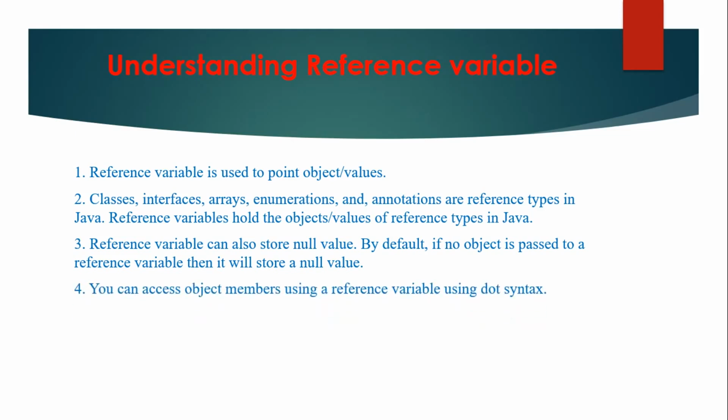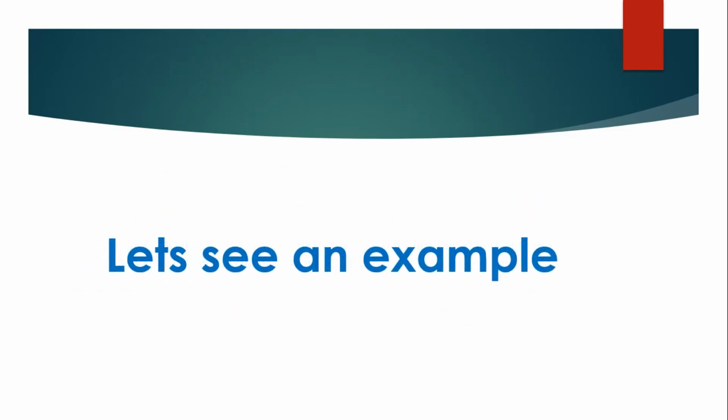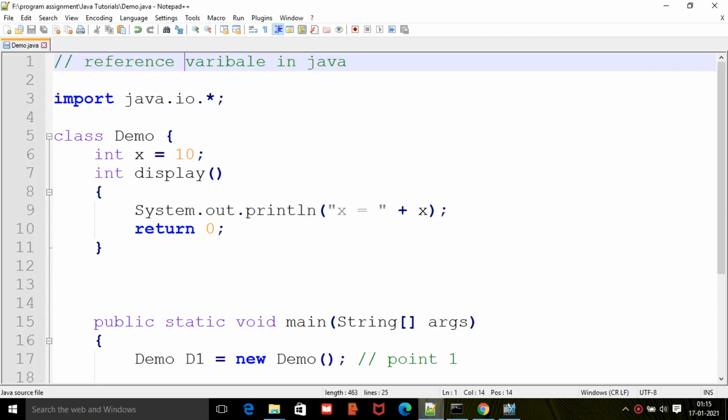You can access object members using a reference variable with dot syntax: reference variable dot instance variable name or method name. Let's see an example of how we can utilize the reference variable in Java.